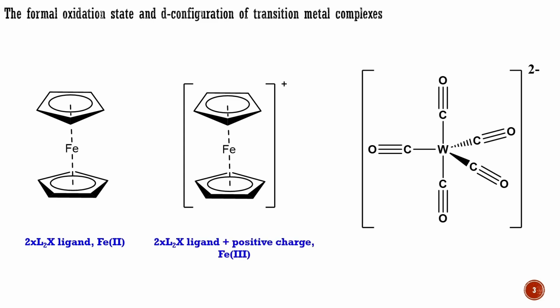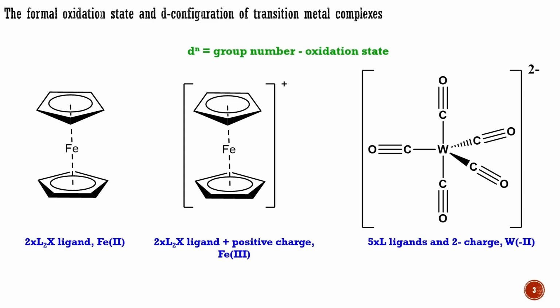For a complex ion, we need also to take account of the net charge. For example, in this positively charged ferrocene analog we have iron(III), and in negatively charged tungsten pentacarbonyl shown here the formal oxidation state of tungsten is -2. The d-electron configuration follows from the oxidation state and is the number of valence electrons that would be present in the free metal ion that corresponds to the oxidation state.